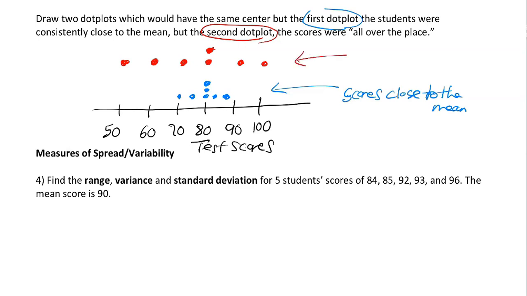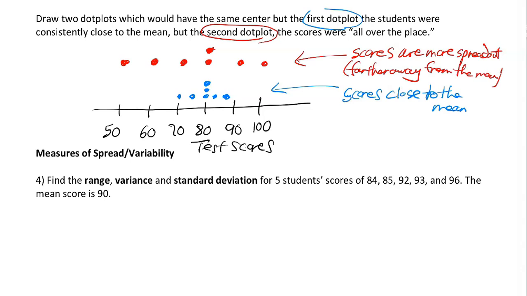So in the first dot plot, we have scores that on average are close to the mean. Whereas this one has the same mean or the same center as the blue dot plot below, but the scores are more spread out, also known as farther away from the mean.